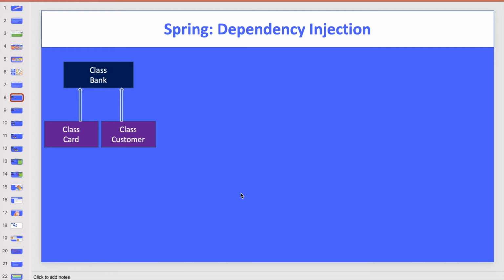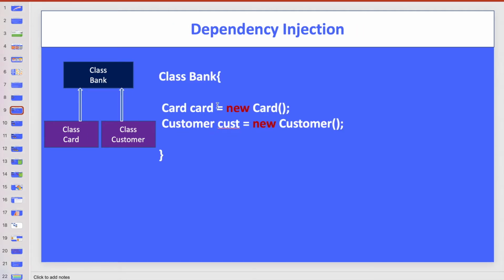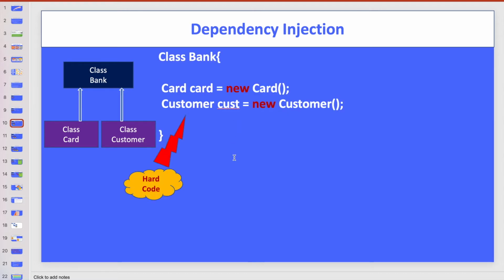In the previous video, I have already explained what dependency injection is and its importance. Just to recap, suppose you have a Bank Java class that depends upon the card and the customer. What you used to do is create a new card and a new customer. So what is the problem with this?